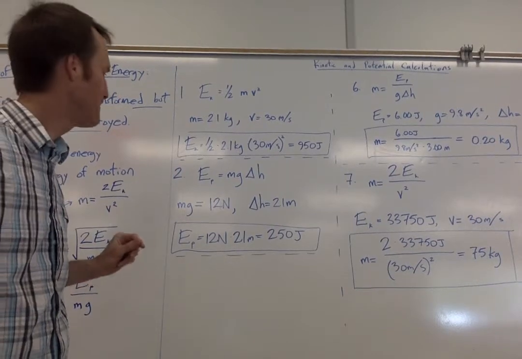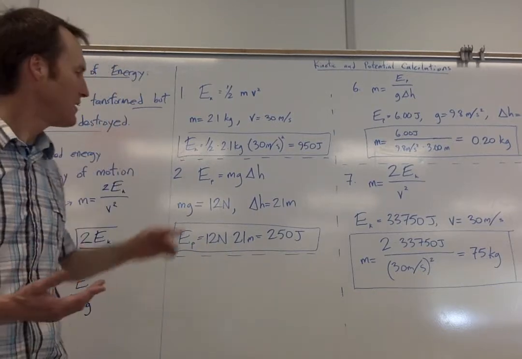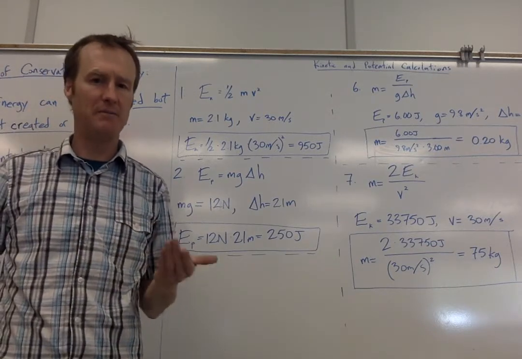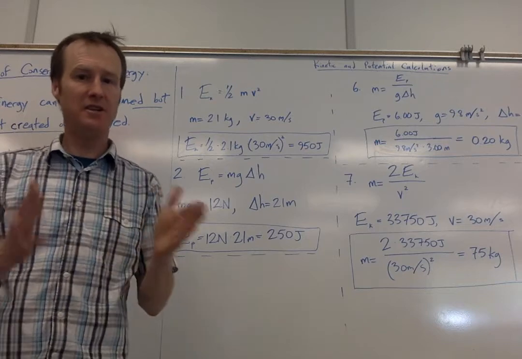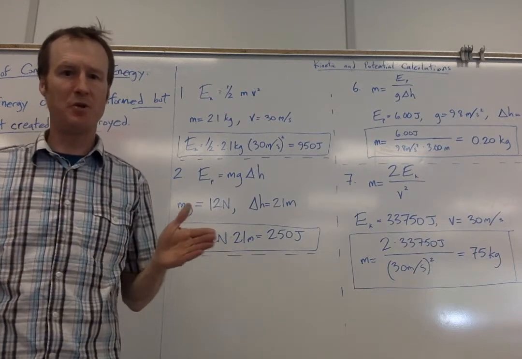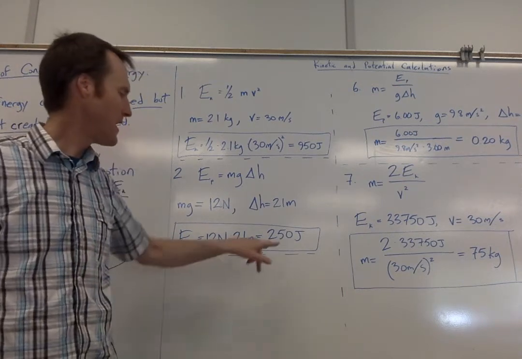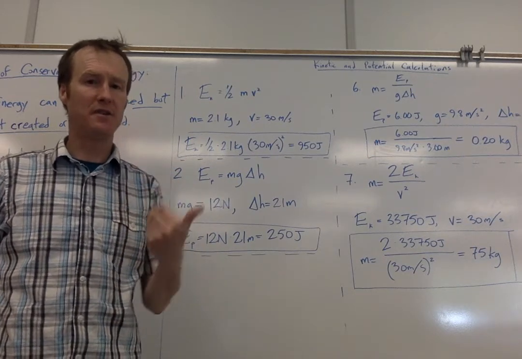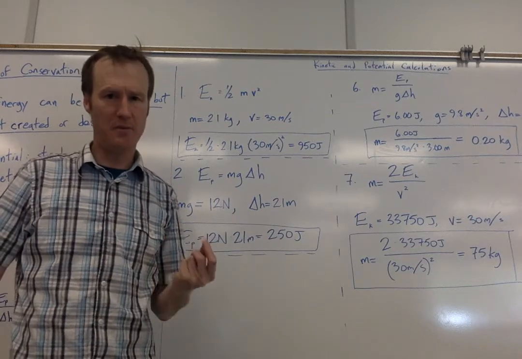For question 2, I did the same thing. I said, hey, what do I want to know? I want to know gravitational potential energy. And I have the information I need to answer that. I start then with my formula, EP equals mg delta H. I know that the weight is measured in newtons, it's 12 newtons. So the mg part is 12 newtons. And the delta H, that height difference, is 21 meters. This is a straight multiplication problem. Gravitational potential energy equals 12 newtons times 21 meters. And I get 250 joules. Again, your calculator will tell you, oh, it's 252, but rounded to the nearest 10 with 2 significant figures, 250 is the best answer.